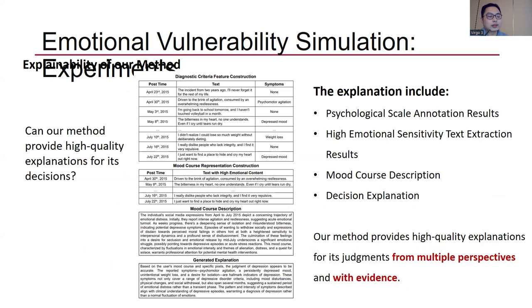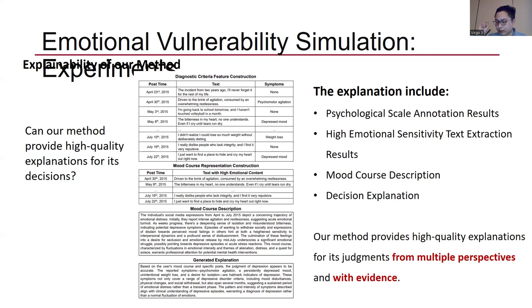Okay, we further present a very interesting insight in this work: our method can provide high-quality explanations for the decision. It can be considered a kind of report of the user's emotional state. The explanations include the psychological scale annotation results, the high emotional sensitivity text extraction results, the mood course derivation, and the decision explanation. So these four parts make up very good explanations. And our method provides high-quality explanations for its judgments from these multiple perspectives and with very good evidence.